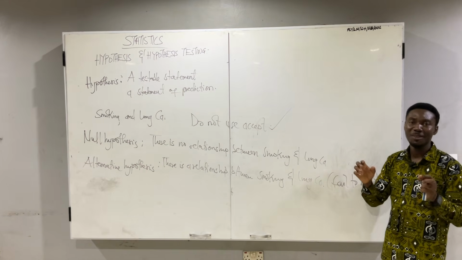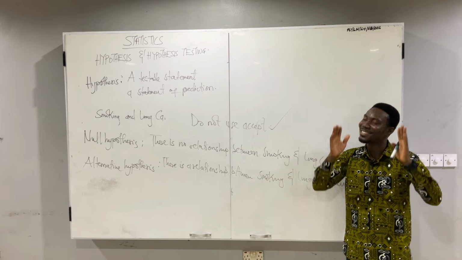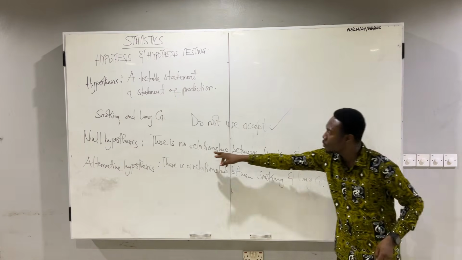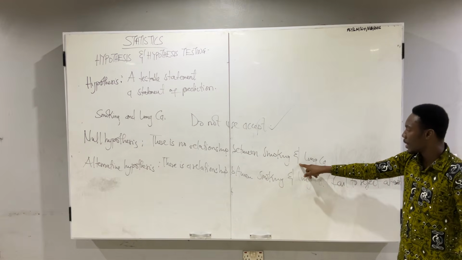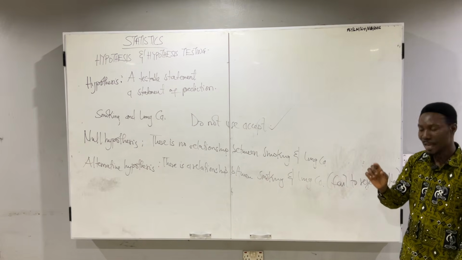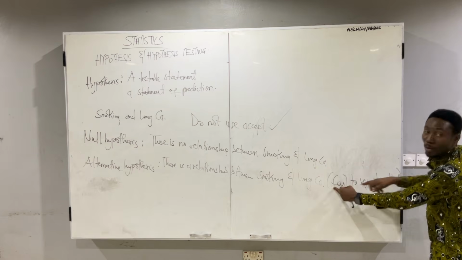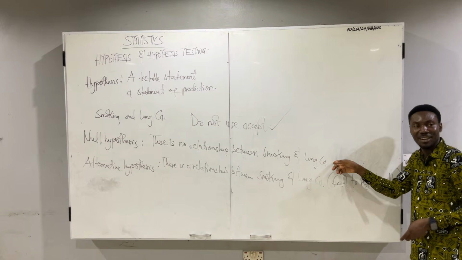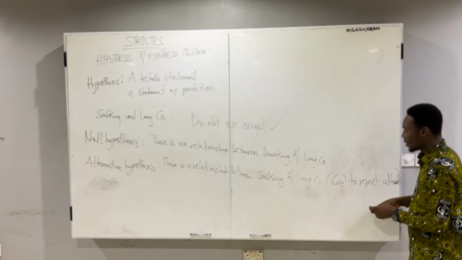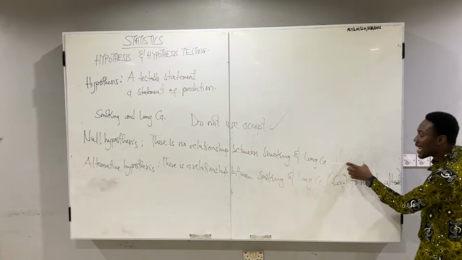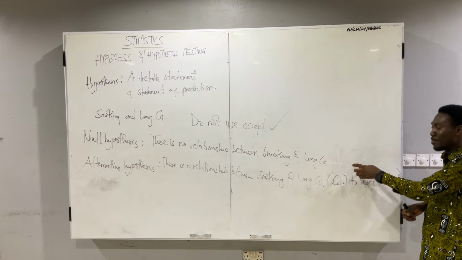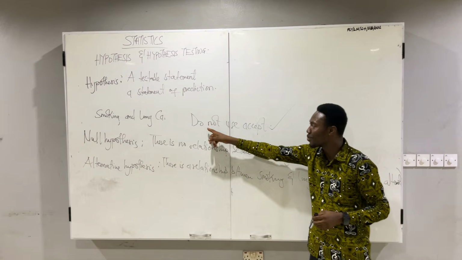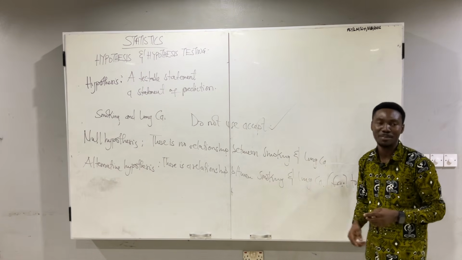So the point is that we do not want you to use the word accept. So when it gets to the decision making and you want to accept the null hypothesis, instead of saying accept the null hypothesis, you say I reject alternative. The moment you say you reject alternative, it means you've accepted the null. Or you say that you fail to reject the null hypothesis. That one also means you've accepted the null hypothesis.